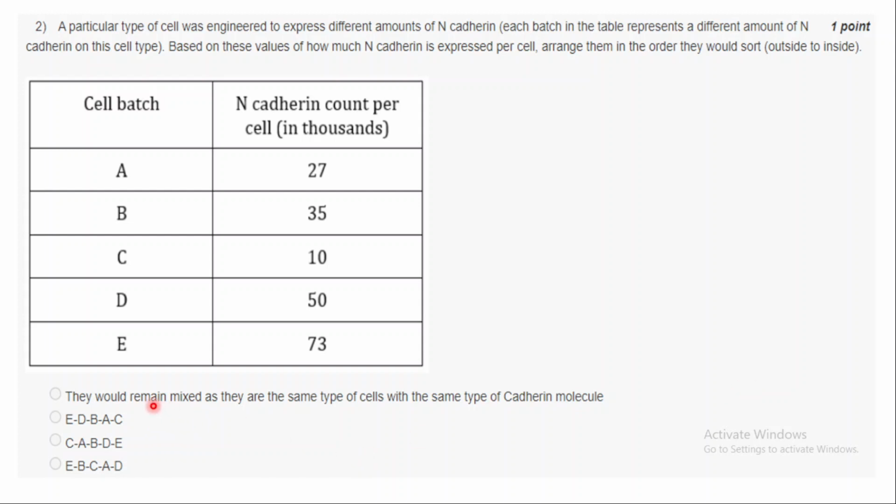So the options are: option A, they would remain mixed as they are the same type of cells with the same type of cadherin molecule. Option B, EDBAC. Option C, CABDE. Option D, EBCAD. You have to remember outside to inside what is the orientation of these different kinds of cells based on the concentration of N-cadherin.